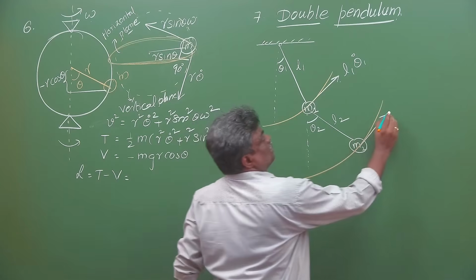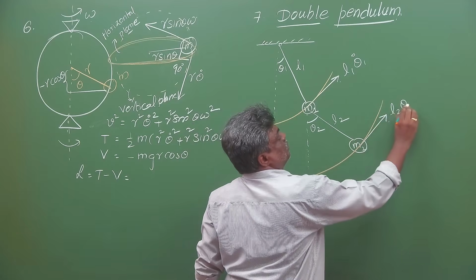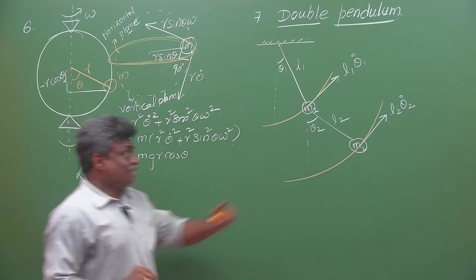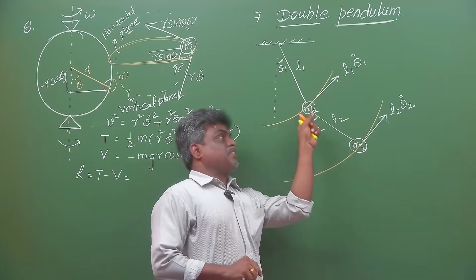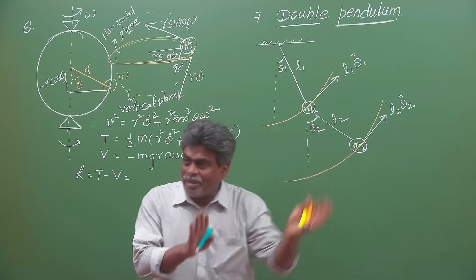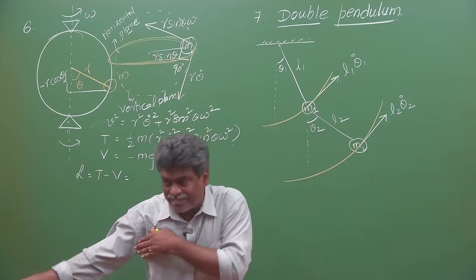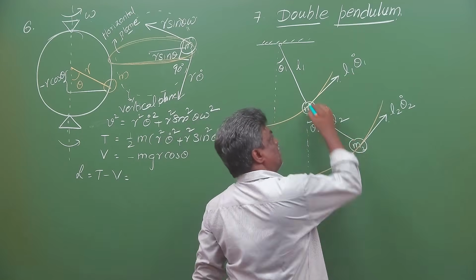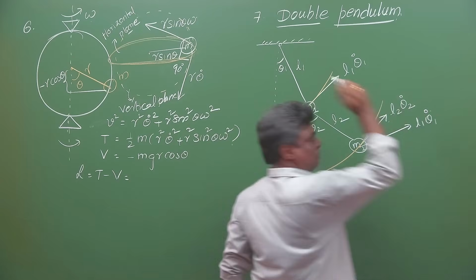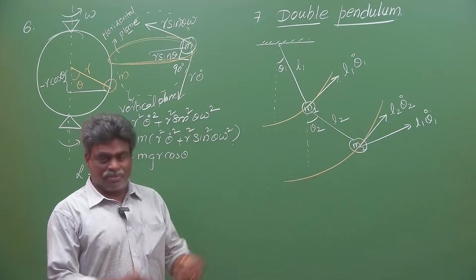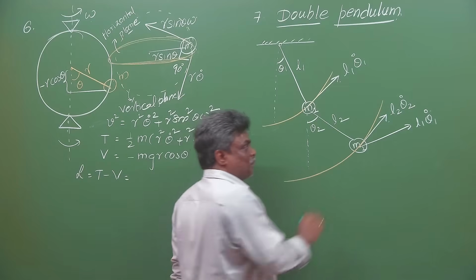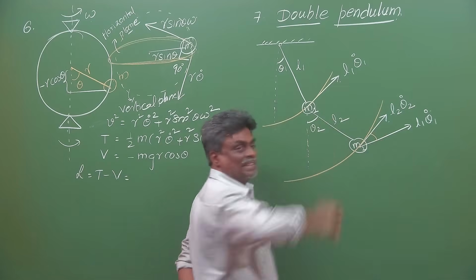Right. So this is what? L2 theta 2. But this M2 is attached to M1. Whatever the velocity of M1 will be transferred to M2 as it is. How much? Everything is fine, but the most typical part is you have to find the angle between them.